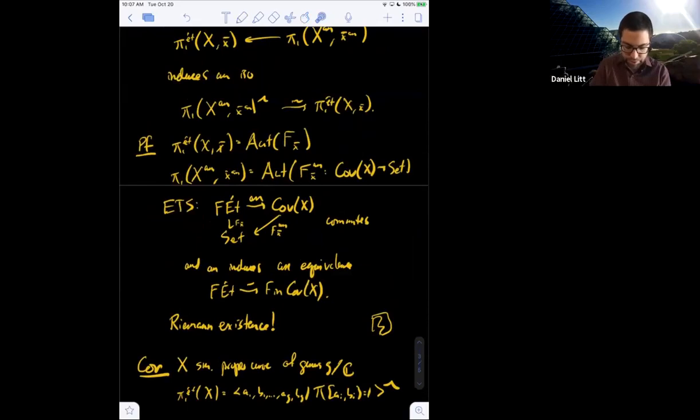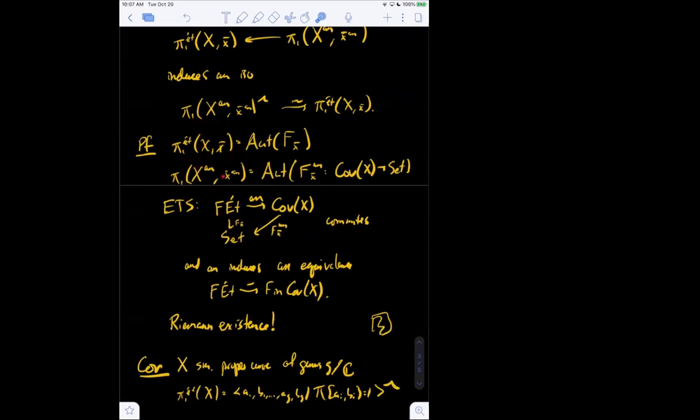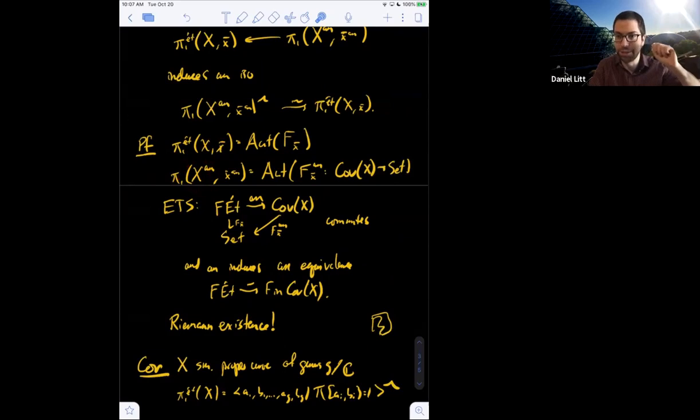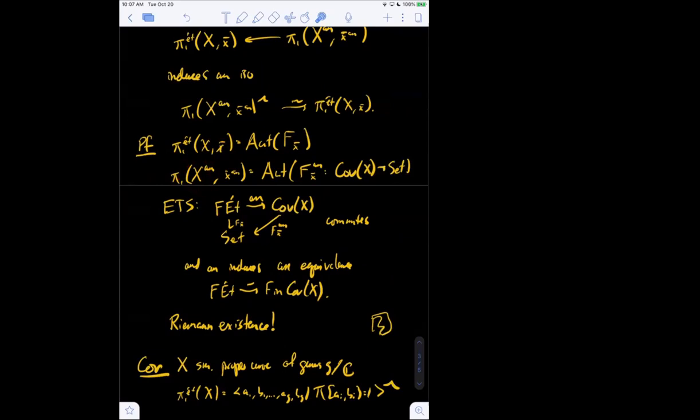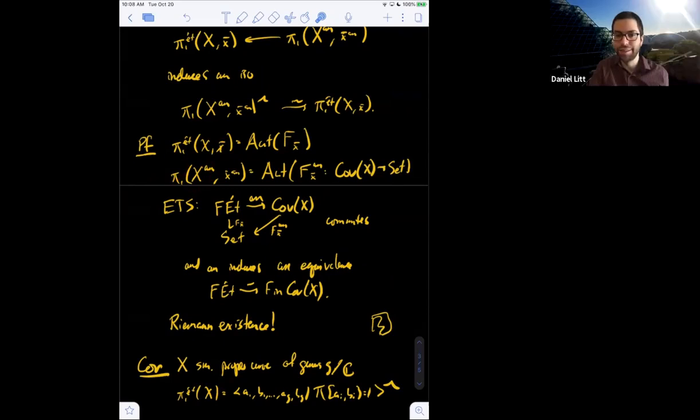Yeah. So the point is, what are we saying? We're saying that a set with an action of this is the same as a finite set with an action of this. Right, so that the group with that property is the profinite completion of this group. Okay. Does that make sense?